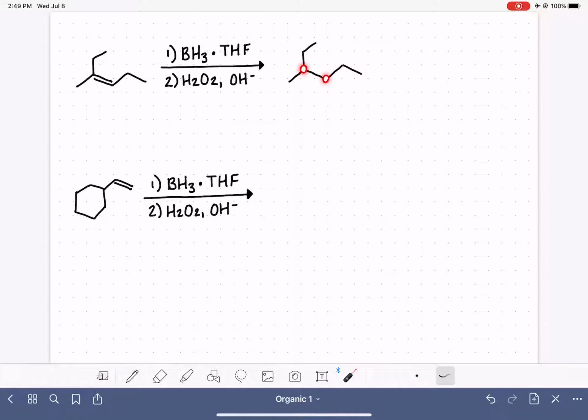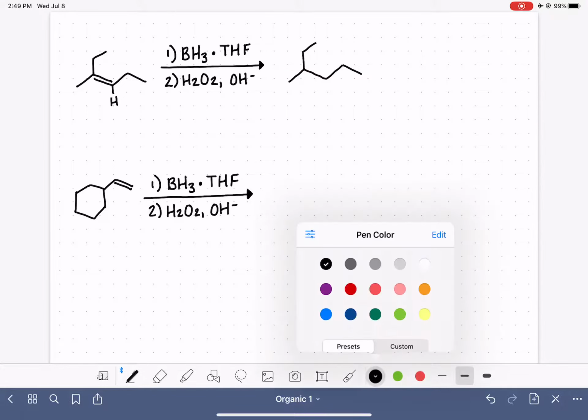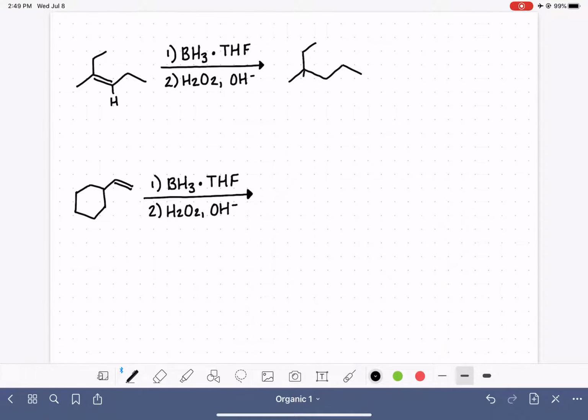And we're going to do this anti-Markovnikov, which means, in terms of Markovnikov, that the hydrogen would go to the carbon that already has the most hydrogen. So the hydrogen would go here if it was Markovnikov. That means that we want the hydrogen to go over here. So let's put the hydrogen on this carbon right here. And that would mean that our OH group goes on this carbon right here.